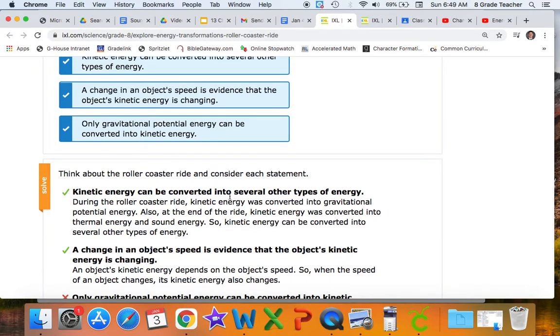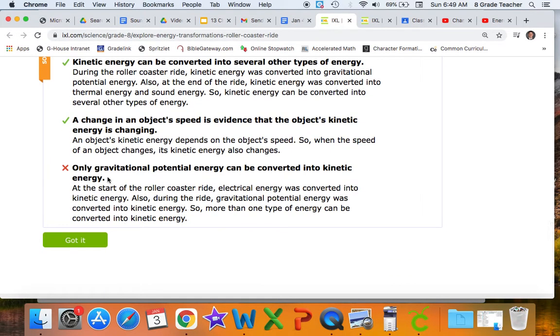Kinetic energy can be converted into several types of energy. Only gravitational potential energy can be converted into kinetic energy. That's not correct. At the start of the roller coaster ride, electrical energy was converted into kinetic energy, not gravitational potential energy. So they're saying that electricity was used to get the roller coaster moving at the beginning.